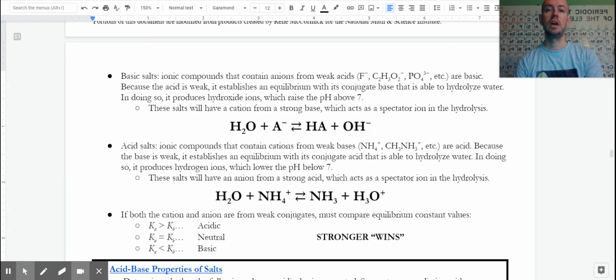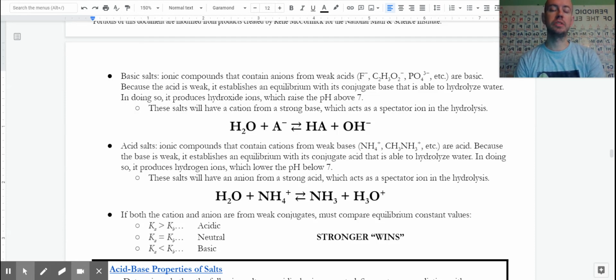So when I have a weak acid like hydrofluoric, acetic, or phosphoric acid, the conjugate base of that, which is an anion there, acts as a weak base. A weak acid has a conjugate that's a weak base. That salt, the one that includes that anion, then reacts with the water. So whether it's a fluoride, an acetate, a phosphate, or any other anion, that will act as a base.